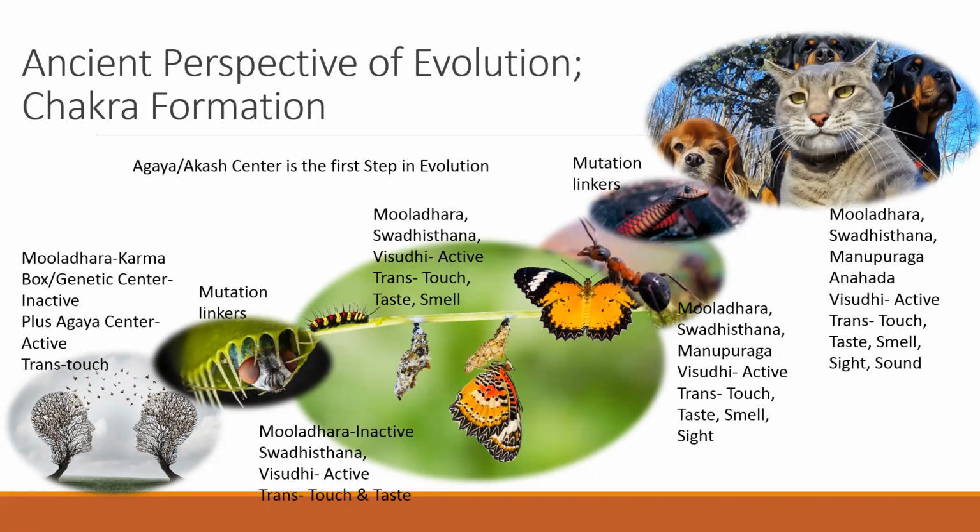That is where the genetic center is. The first type of chakra that is developed in a body is in a plant. So a plant has one chakra. I mean, you could say two chakras. One chakra is in evolution.